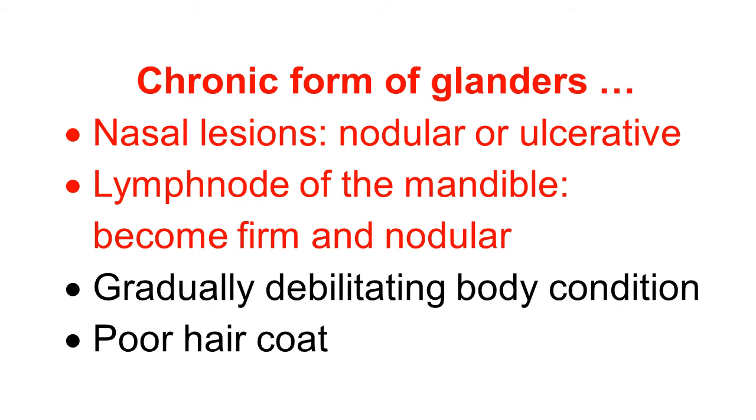Continue the discussion on the chronic form of glanders. There are nasal lesions. These nasal lesions are nodular or ulcerative. The lymph nodes of the mandible become very hard, firm, and nodular. In this chronic form, the horse gradually becomes debilitated and in poor condition, with emaciation and a poor hair coat.